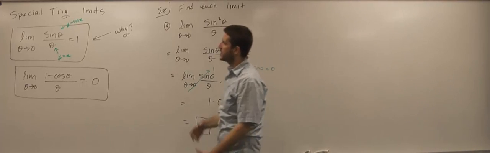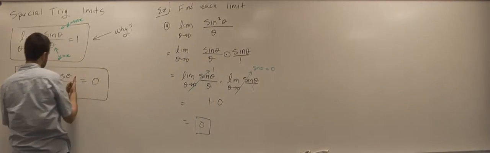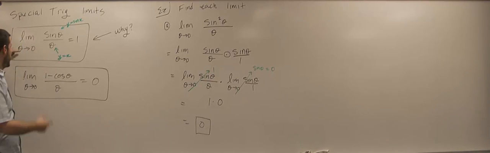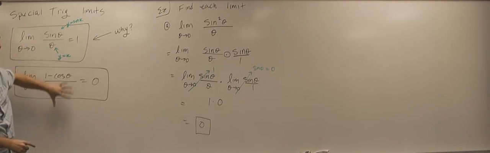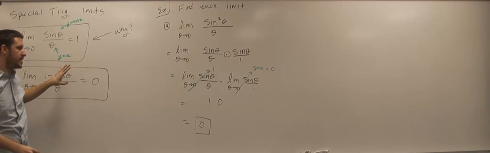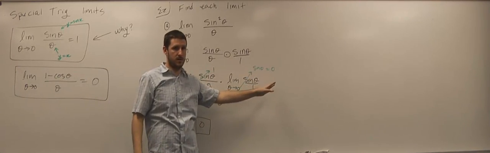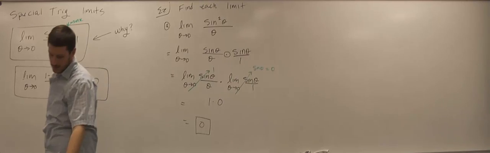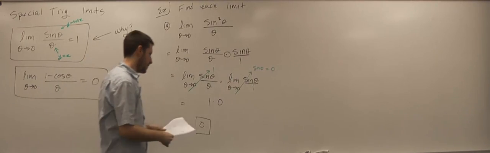So when you're dealing with a sine theta and a theta, or a cosine theta and a theta, and you're going to 0, you want to make your limit look like one of these first, and then deal with the leftover later. Let me give you one.